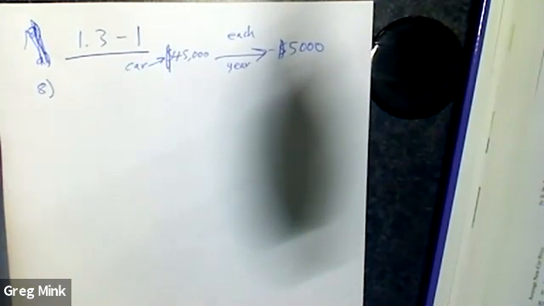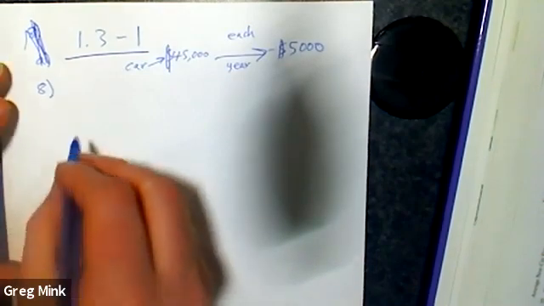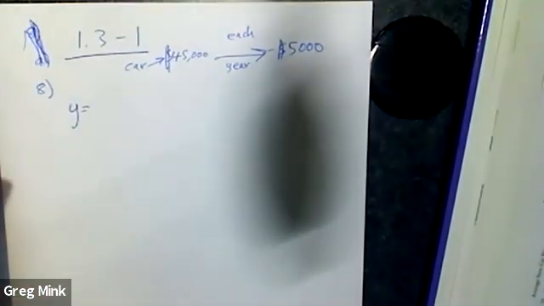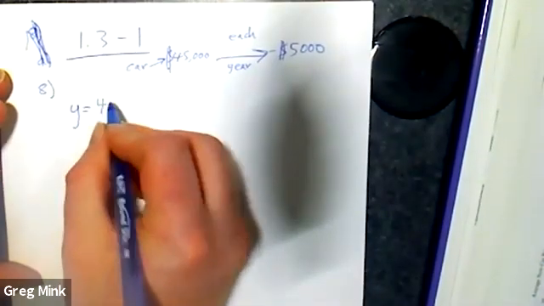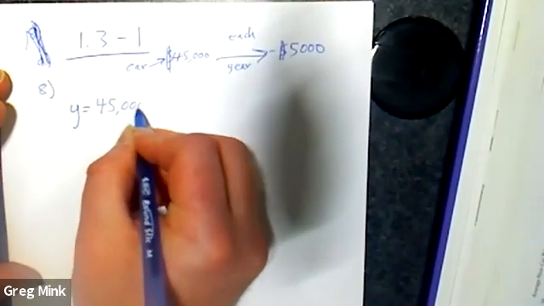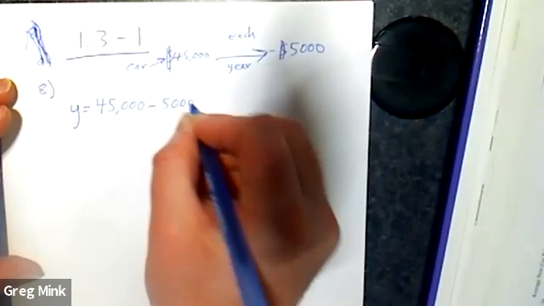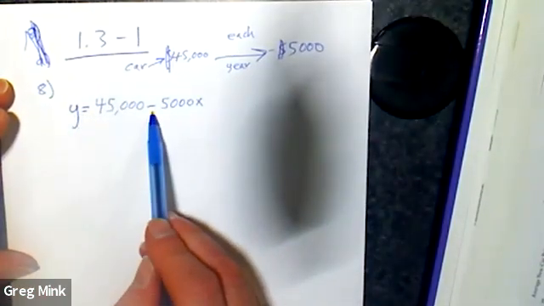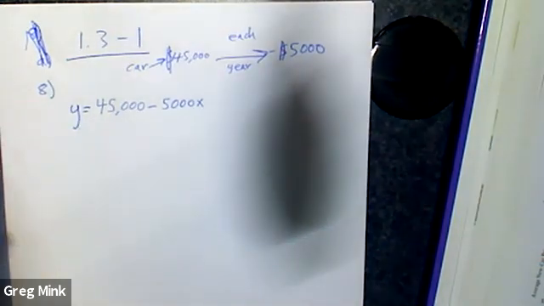So this is something that's linear. Part A says write a formula that models the car's value Y, okay? So the car's value Y in dollars after X years. Well, 45,000, okay, minus 5,000x. This is almost like a y equals mx plus b, except my m would be negative 5,000, x plus 45,000 would be my b value. I just wrote them in a different order.